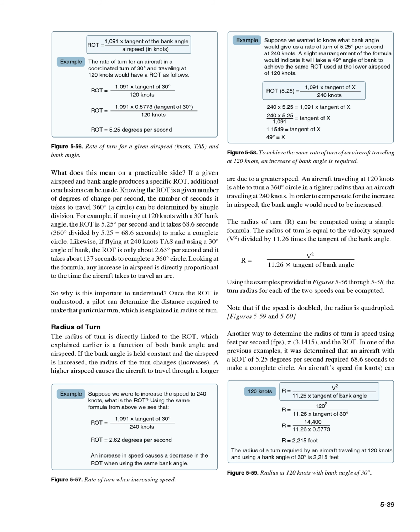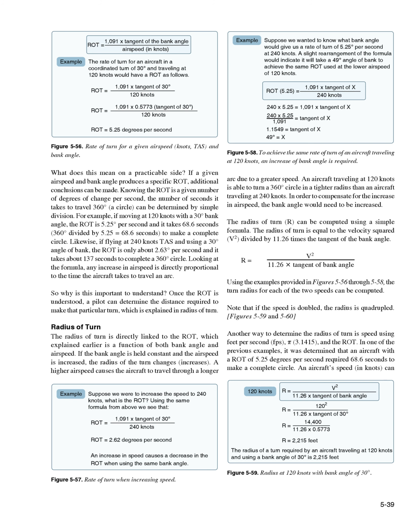Looking at the formula, any increase in airspeed is directly proportional to the time the aircraft takes to travel an arc. So why is this important to understand? Once the ROT is understood, a pilot can determine the distance required to make that particular turn, which is explained in radius of turn. Radius of turn. The radius of turn is directly linked to the ROT, which as explained earlier is a function of both bank angle and airspeed. If the bank angle is held constant and the airspeed is increased, the radius of the turn increases. A higher airspeed causes the aircraft to travel through a longer arc due to a greater speed.